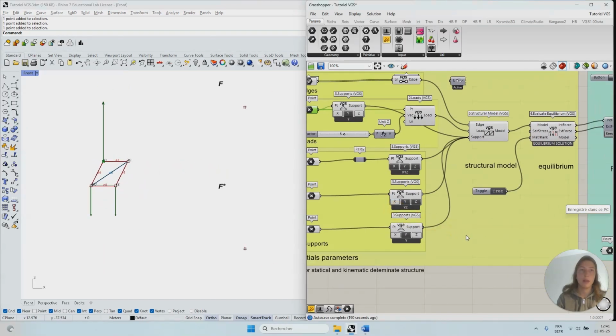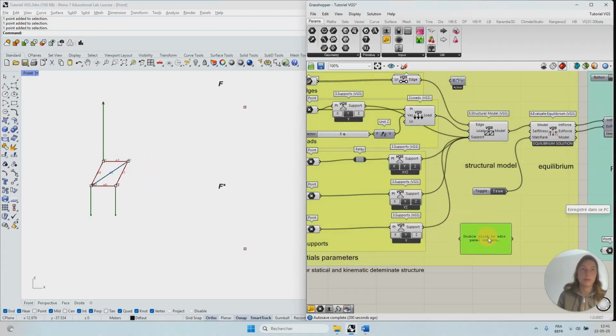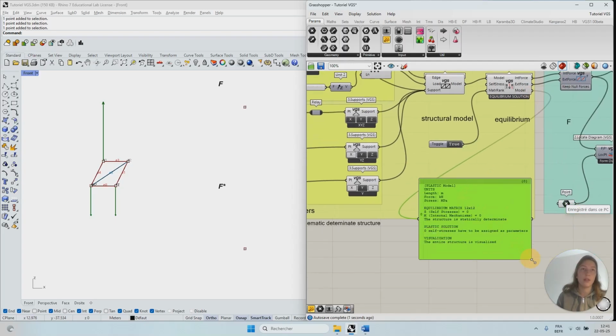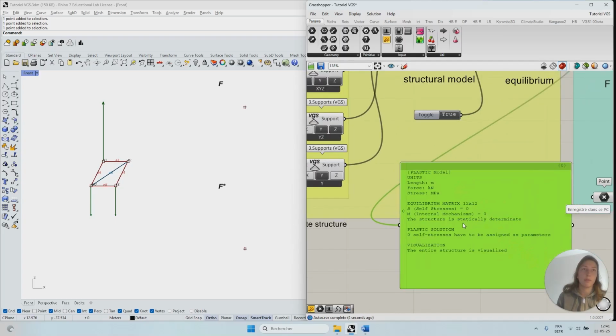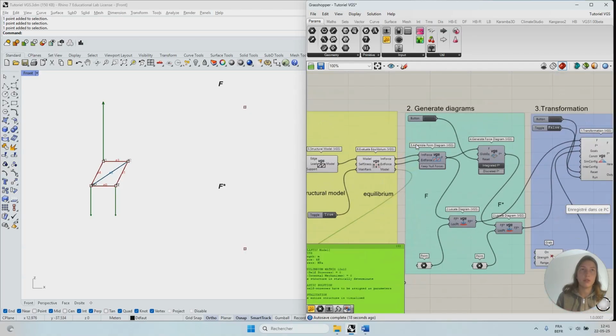Now I can create a panel here that I connect to the equilibrium evaluation to look at the information on our structure. We can see that we have a matrix 12 by 12. It says that we don't need any self-stress and there is no mechanism. We therefore have a statically determined structure. Now I can generate the form and the force diagram.